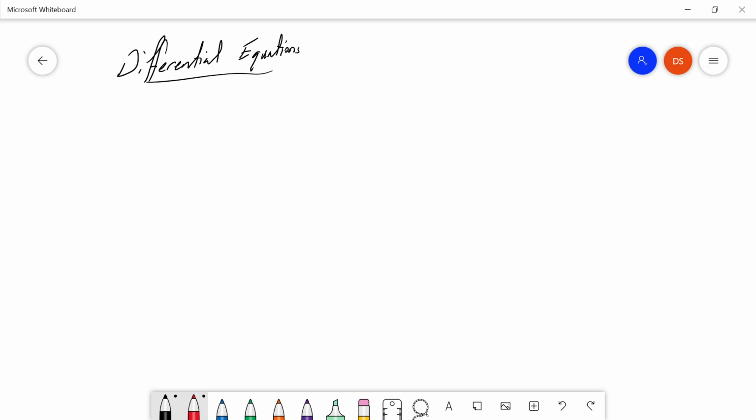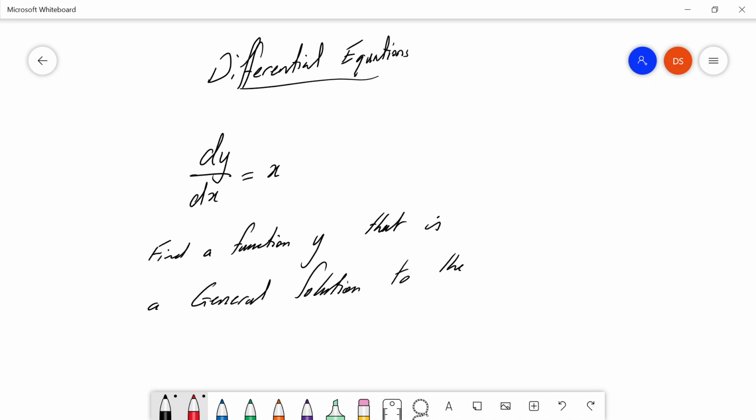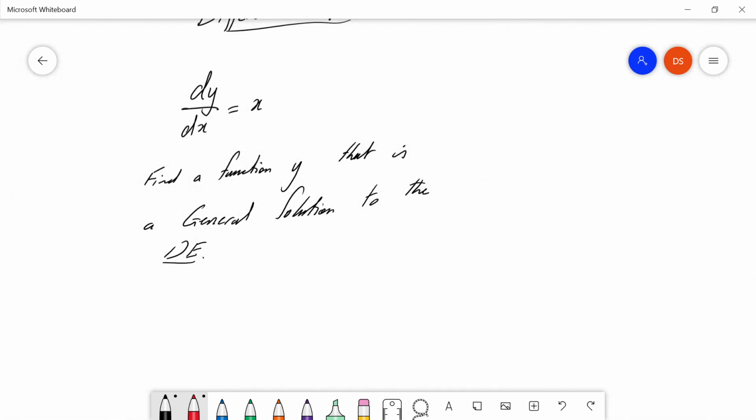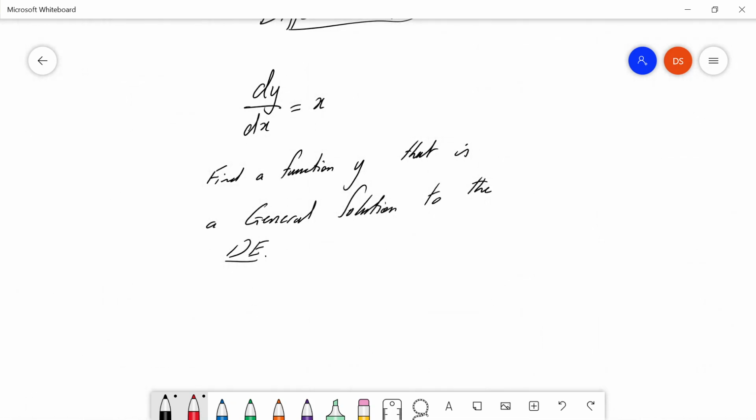Now, differential equations are just equations that look like this. Can we find a function y that is a general solution to this DE, or a differential equation? And now, typically y doesn't necessarily need to be a function. We don't need a function, but this is what we start with, and then we can talk about how y moves away from being a function.